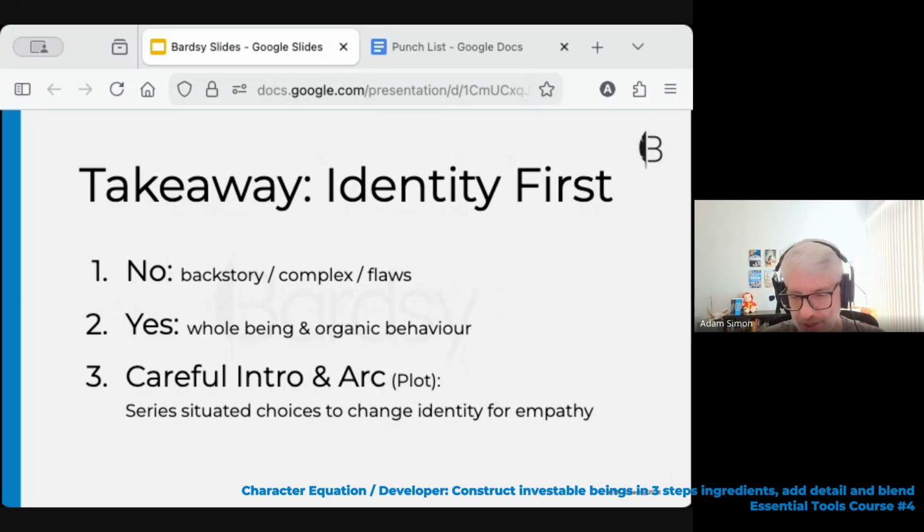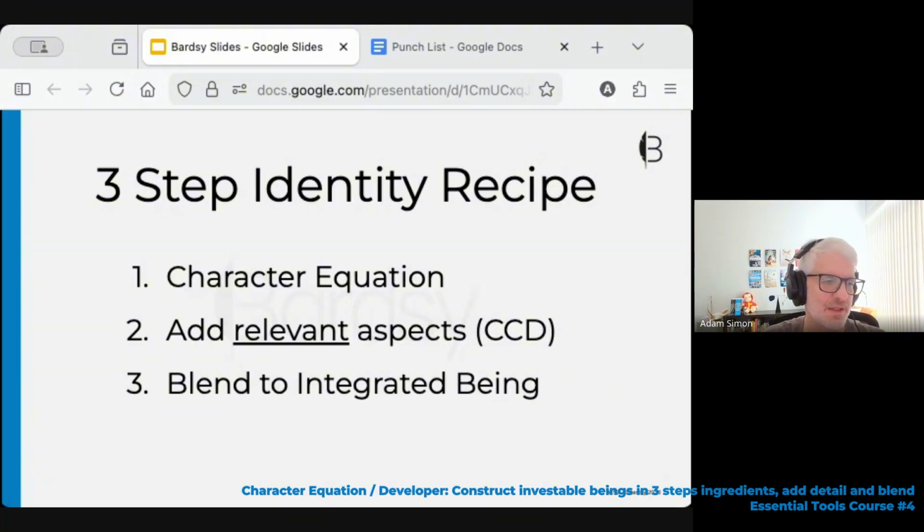All right. So how do we create this identity? Well, there's a 3-step recipe. It's quite easy to do. The first is our character equation, which I'll talk about in more detail, which is just a basic set of ingredients. Then we're going to use our comprehensive character developer to add only relevant aspects. I've underlined the word relevant, so it discourages you from massive backstory and overcomplication and throwing in a flaw. And then the most important part that most people miss is we're going to blend them into an integrated being.